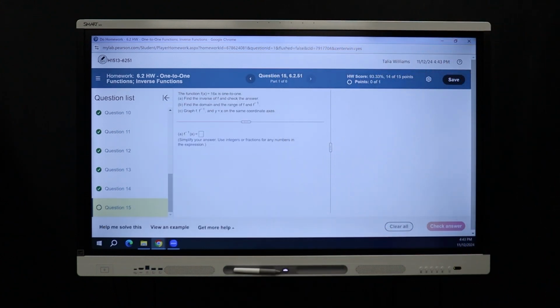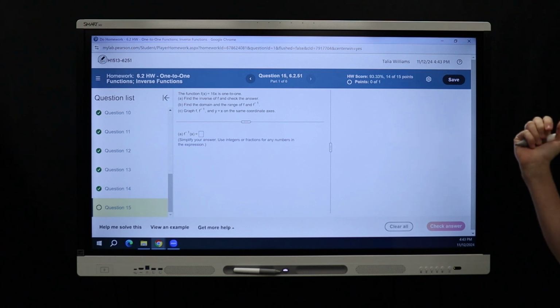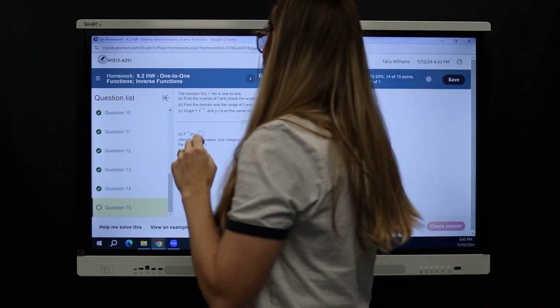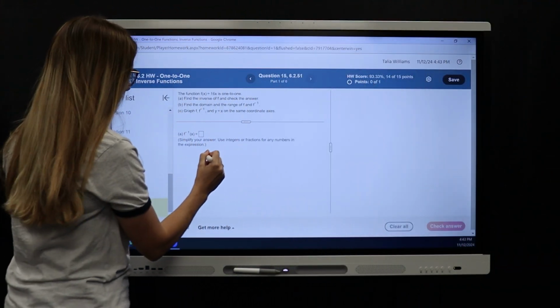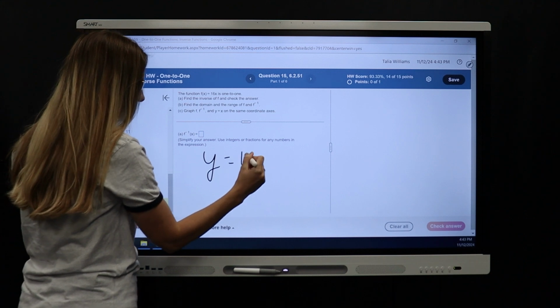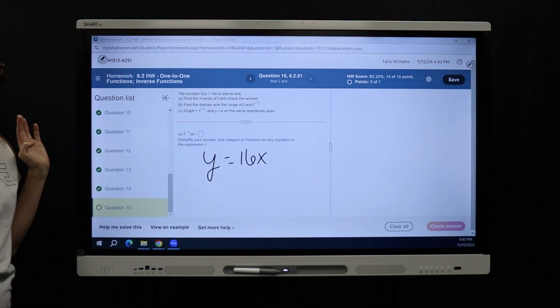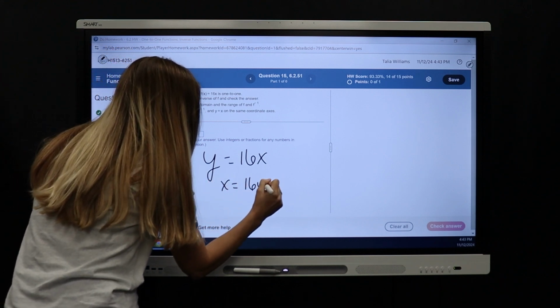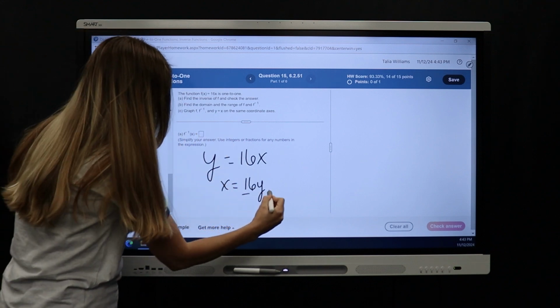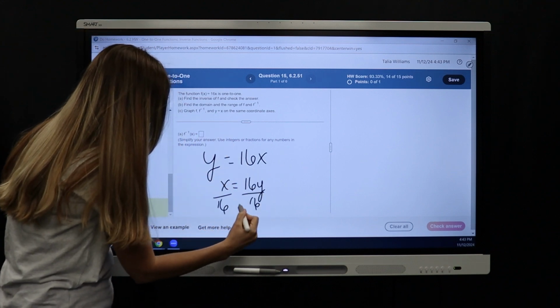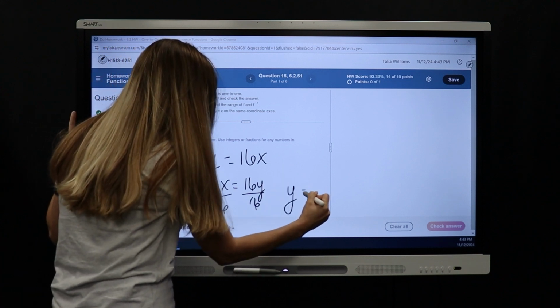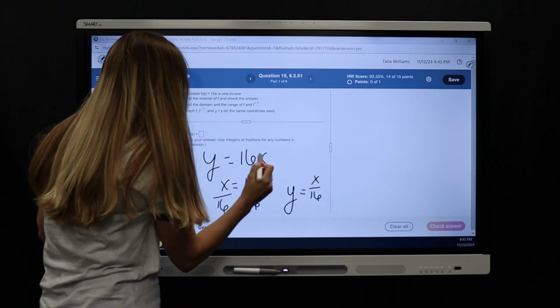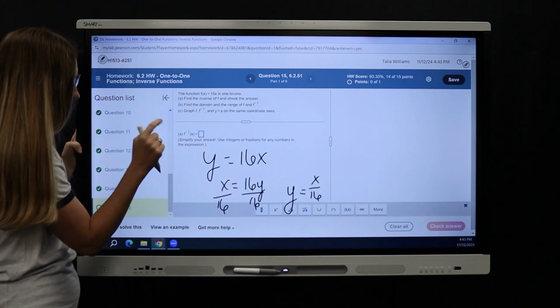Okay, the function f of x equals 16 over x is 1 to 1. Find the inverse of f and check the answer. So when we're solving for an inverse, and it's written like this, let me go ahead and say we have y instead of f of x. So when we're finding our inverse, we swap our x and our y. So I'm going to have x equals 16 over y. And then we solve for y again. So we have y equals 16 over x. So we're not going to put y in, we're going to put 16 over x.